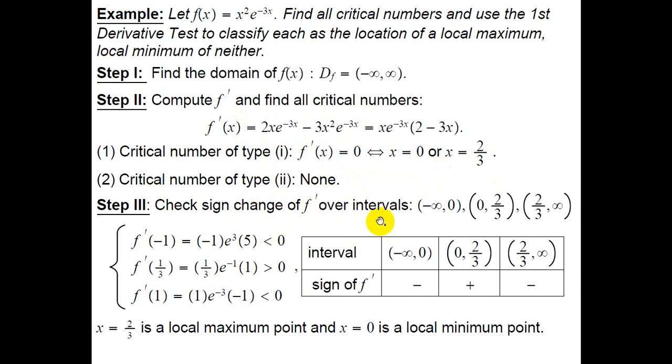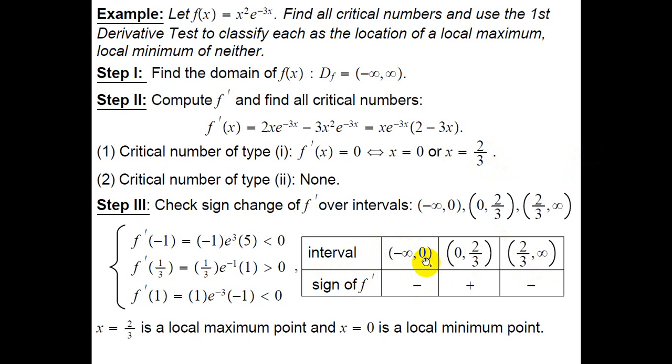Okay, now look at the changes of sign of f prime x for this particular function. As it has two different solutions, which are 0 and 2 by 3, we will look at the change of sign from minus infinity to 0, then 0 to 2 by 3, then again 2 by 3 to infinity. So these are the intervals, and let us look at the changes of sign within these intervals.